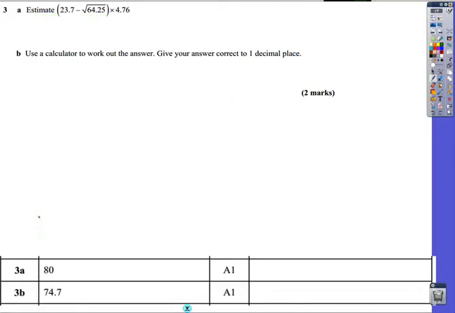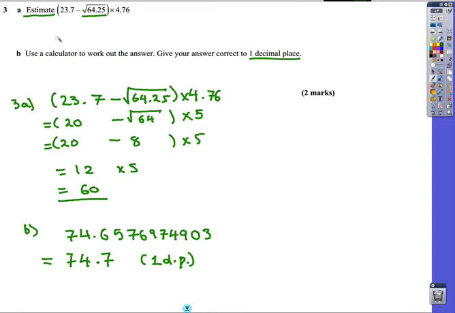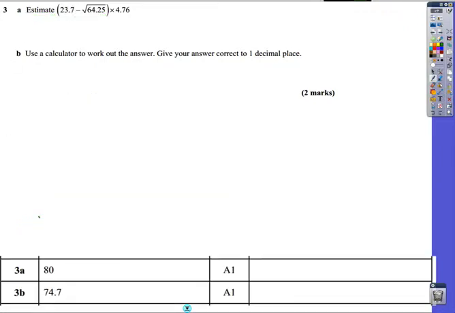Okay, quick look at the mark scheme. Now the mark scheme says 80 here for 3a. That's because what they've done is rounded 23.7 to the nearest whole number, whereas we've done it to 20. You wouldn't lose marks if you did that because estimation is to one significant figure.